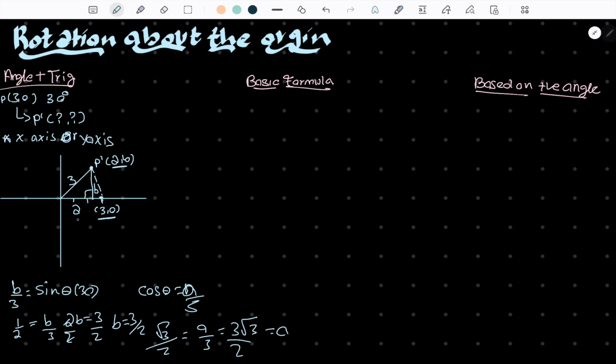So the answer will be P prime is equal to the cos first, which is 3 root 3 over 2, comma, and then the sine, which is 3 over 2. So this is one of the ways we can do it when you're using a point that is on the x or y axis, and also when we're given a number.